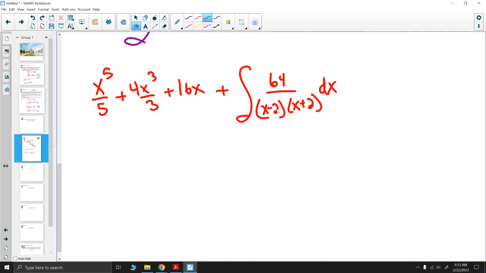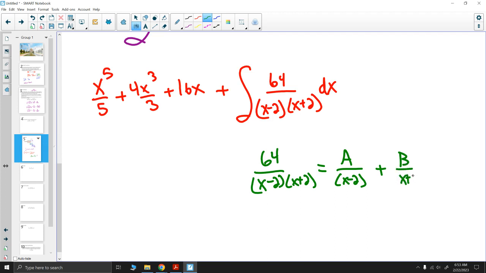So the idea here is that we rewrite 64 over x minus 2, x plus 2 in its base components. So we don't know what those tops look like, but we do know what the bottoms would look like, because this thing is the sum of two fractions, the fractions being A over x minus 2 and B over x plus 2.